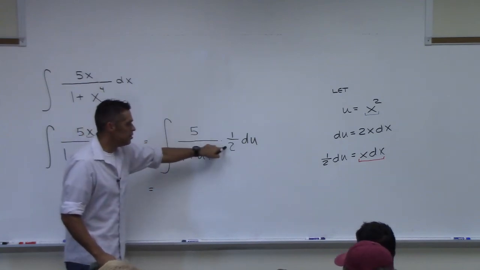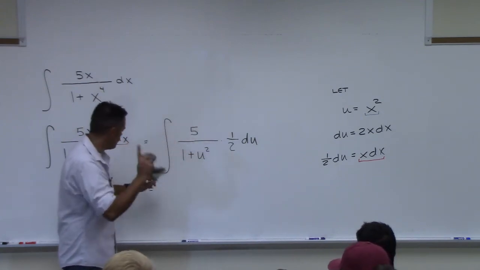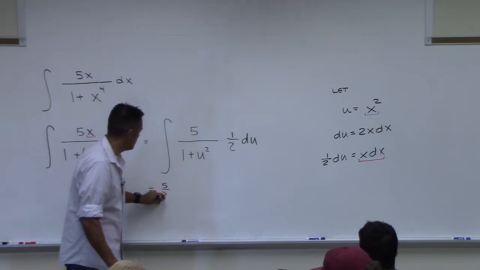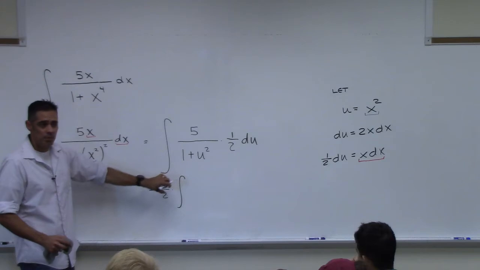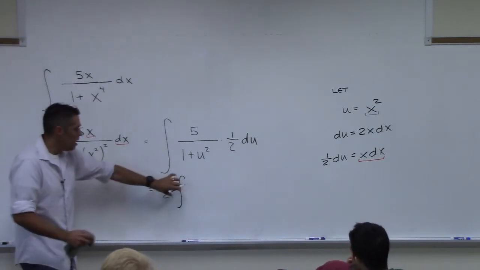This 5 and this 2, I'm going to bring them out in front. And actually, for the first time, I'm going to bring it in front of the integral sign because it's just going to carry. Constants can come out. You can never pull variables out, ever. All right? Constants can come out.